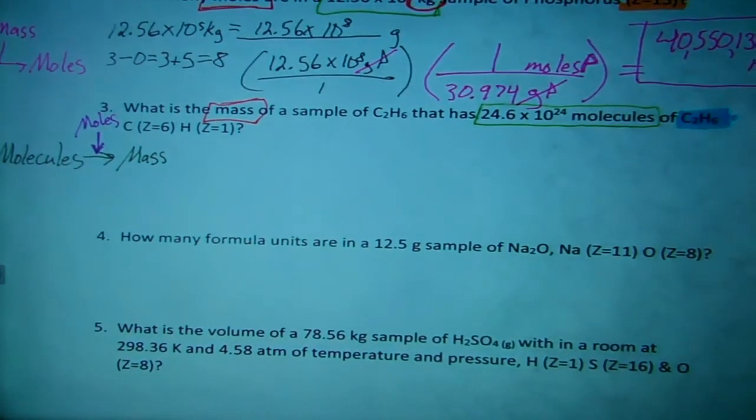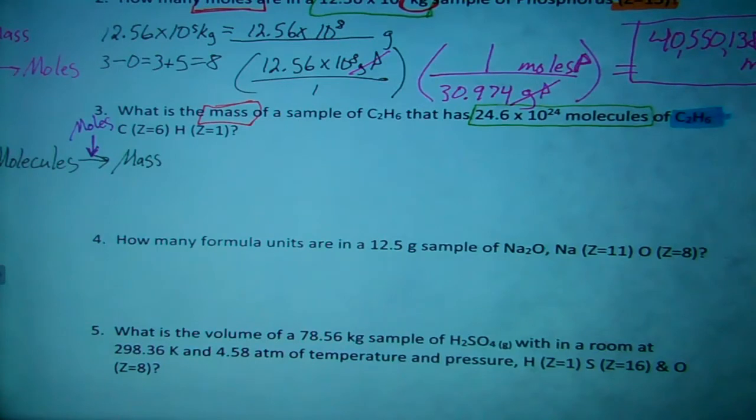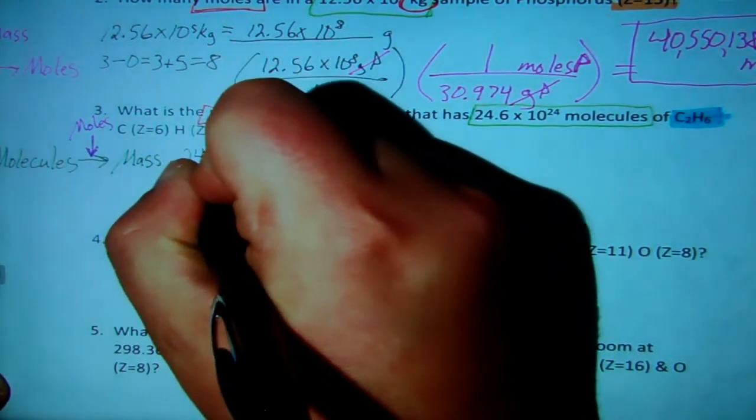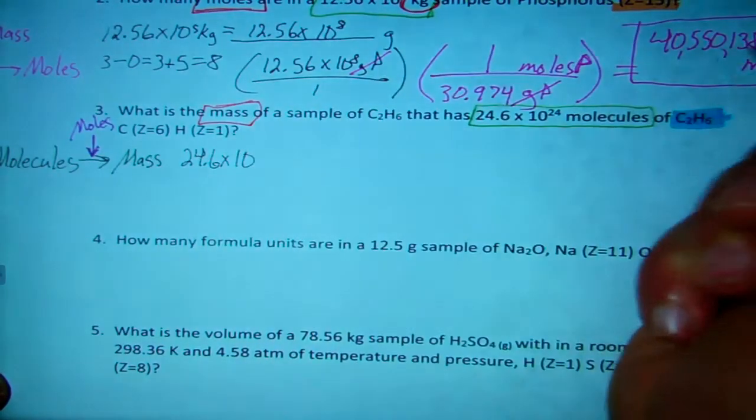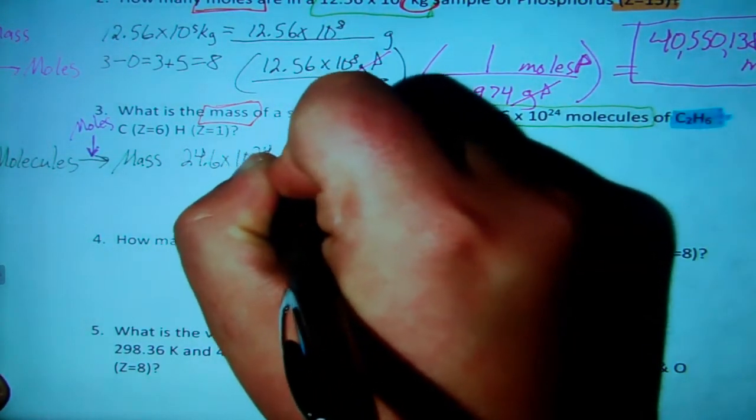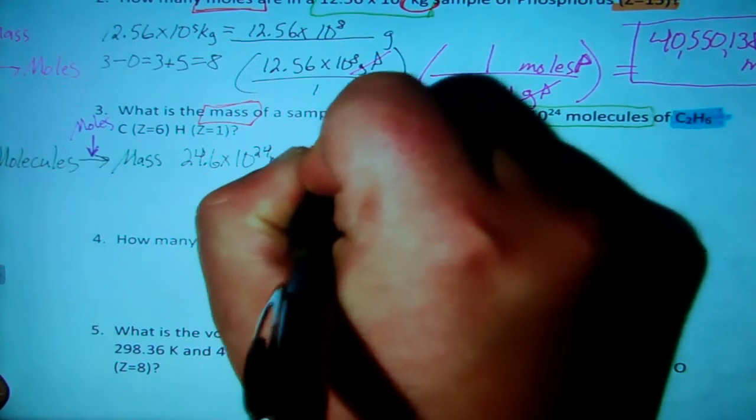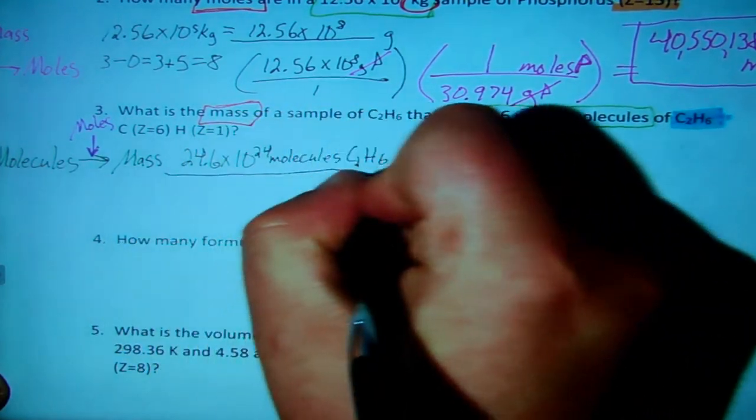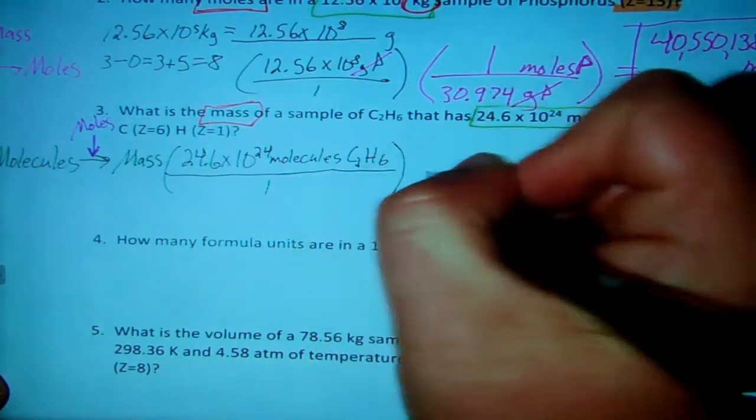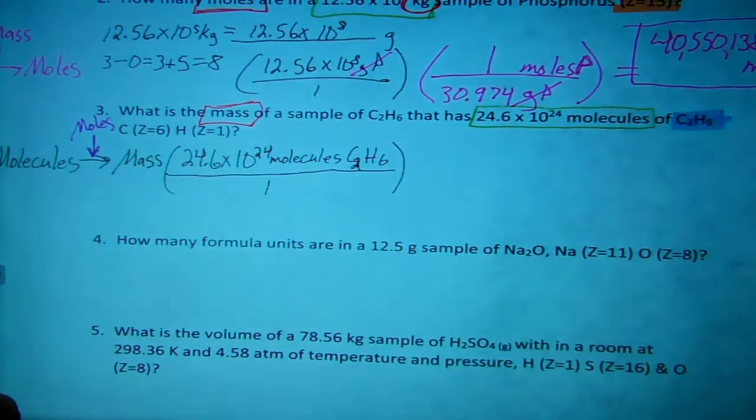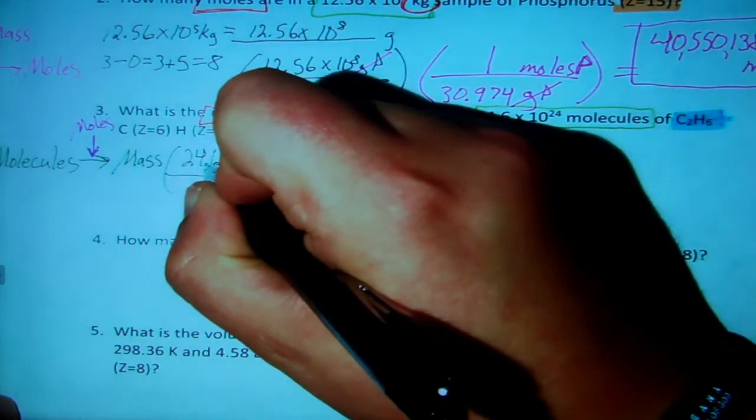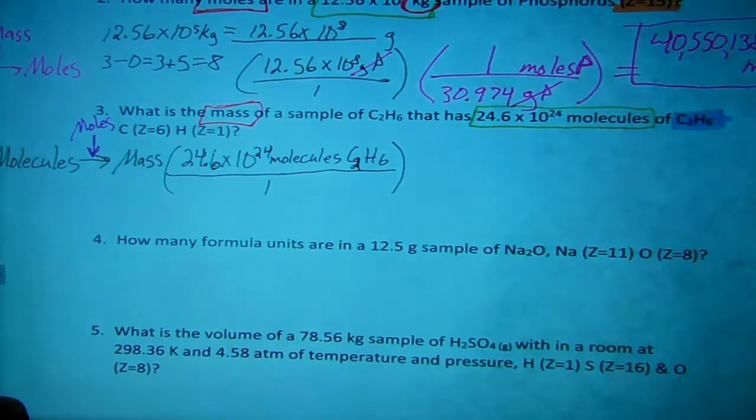Alright? So we're going to start with the number that we start with, okay? So we're going to take the number that we're starting with, in this case, which is 24.6 times 10 to the 24 molecules of C2H6. We set it over 1. You should see a pattern here. We keep setting this over 1. Nothing's changing here. We're still setting it over 1. The only thing that's changed is where we're coming from on the mole map or where we're trying to get to.